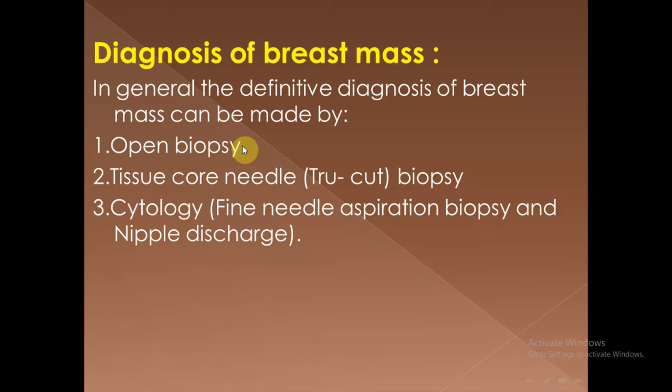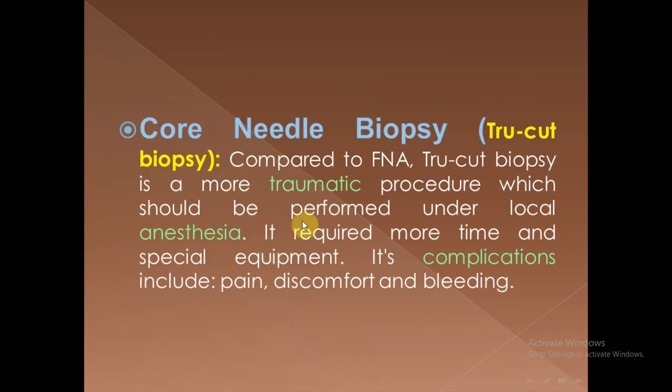Here we have either excisional or incisional biopsy, and it is done under general anesthesia. In incisional biopsy, the surgeon takes part of the tumor, and in excisional biopsy, all the tumor is removed. This requires general anesthesia, and the results need many days to diagnose because there is processing. The second is tissue core biopsy, true cut biopsy, and the third is cytology. In cytology we have 2 methods, either fine needle aspiration when there is a breast mass, or by nipple discharge. Let's start with the core needle biopsy.